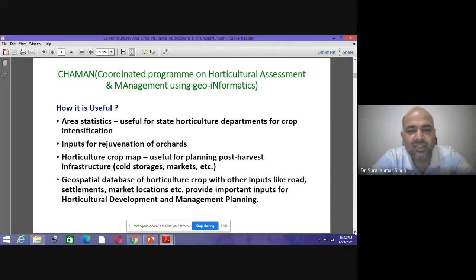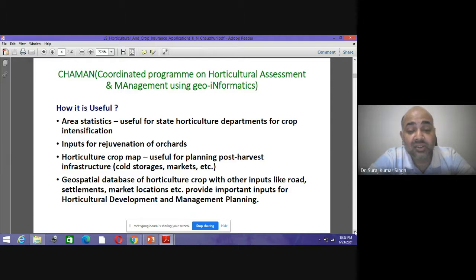So it's useful for the state horticultural department for crop intensification and inputs for rejuvenation of orchards. If you want to go for new orchards, plantations, or new horticulture plants to be grown, we will suggest them according to the soil condition, environment, temperature, climate, and precipitation. So all such studies can be done with the use of remote sensing and GIS technology.